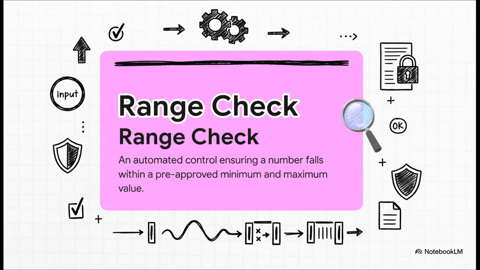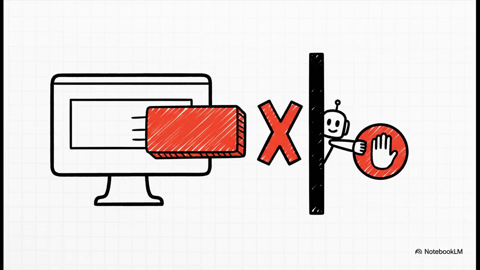Now let's look at a specific bouncer, the range check. It's incredibly simple, but wow, is it powerful. The system knows the acceptable range for a number. Let's say a payment has to be between $1 and $50,000. If a number shows up that's outside that range, even by a single penny, this control automatically just slams the gate shut.